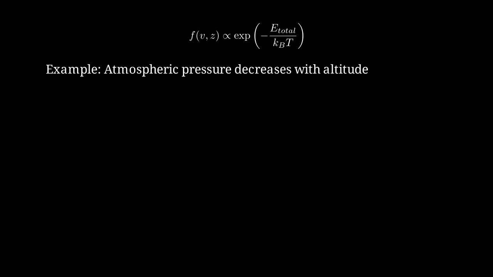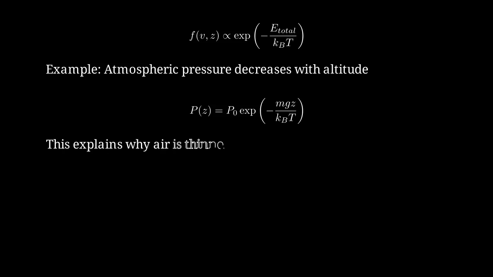Molecules at higher altitudes have more gravitational potential energy. Pressure at height z equals ground pressure times the exponential of negative mgz over kBT. This is the barometric formula. This explains why the air is thinner on mountaintops. Fewer molecules have enough energy to reach high altitudes against gravity.